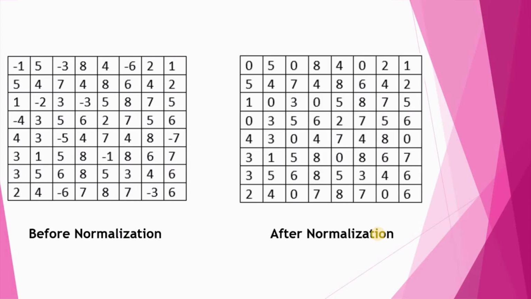Now let's see an example. If this is the matrix of the image before normalization, then after passing it through the ReLU activation function, our output will be this. You can see here -1 will be replaced by 0, and we do nothing with positive values, and -3 will be replaced by 0 like this. You can see here -6 will be replaced by 0, -7 will be replaced by 0, and we do nothing with positive values, so we put positive values as they are. It replaces negative values with 0 and does nothing with positive values. So this is all about normalization.